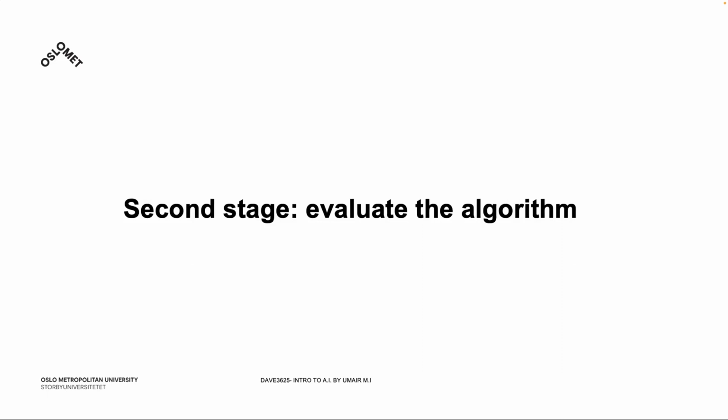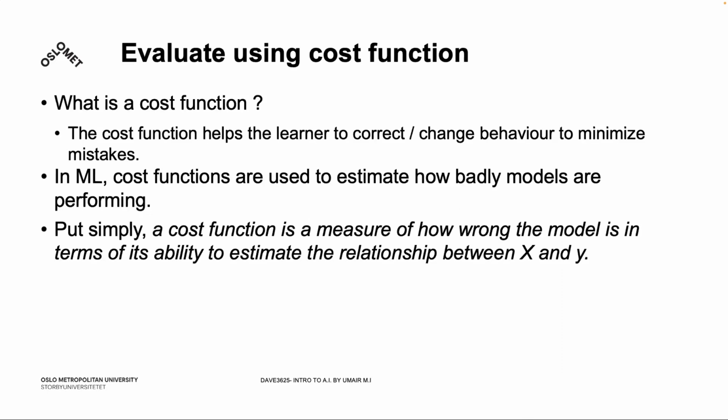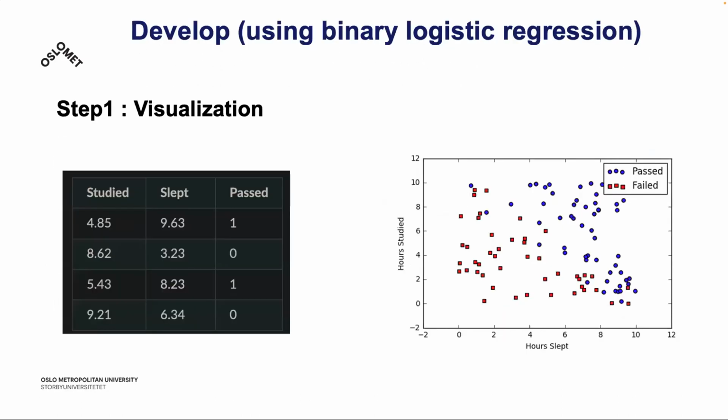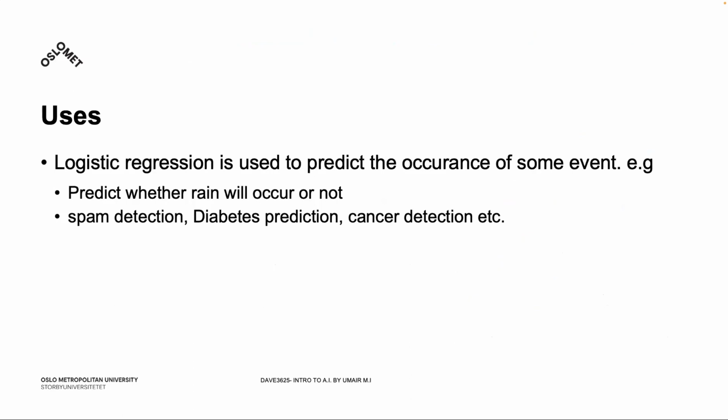Now, the evaluation part is also where the model helps you evaluate itself. There's a process called cost function. Okay, what is a cost function? Let's see.